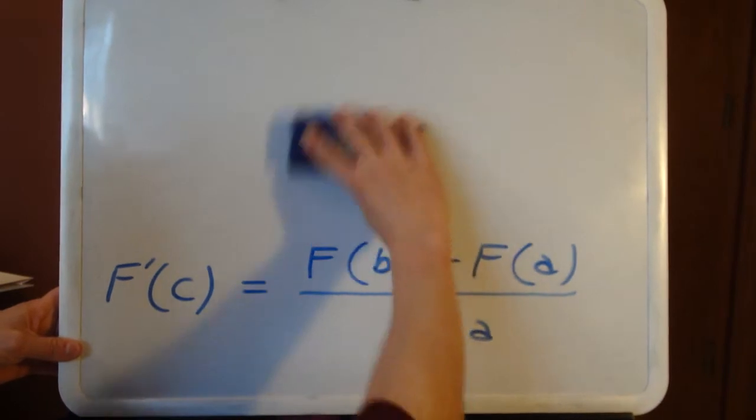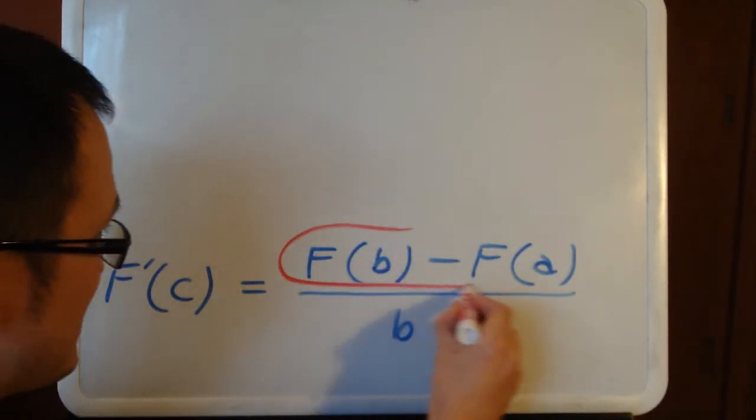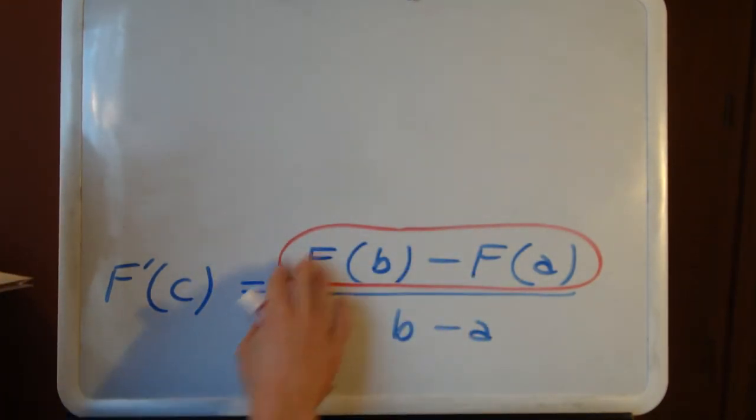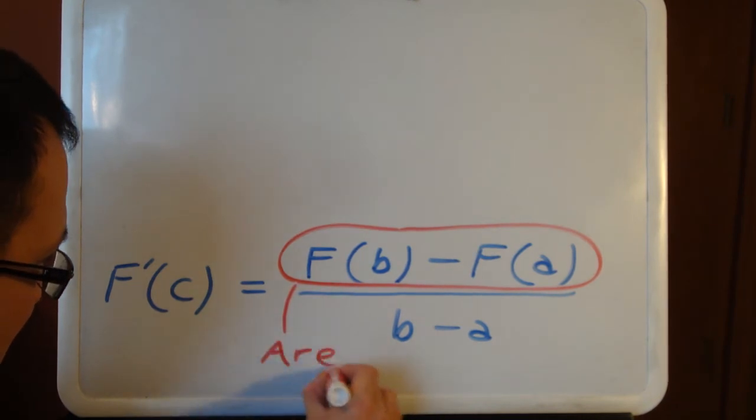I'll get rid of this. So one thing here is this evokes the fundamental theorem of calculus, right? The F of b minus the F of a. So this makes you think of the area underneath the curve. So we think of area there.